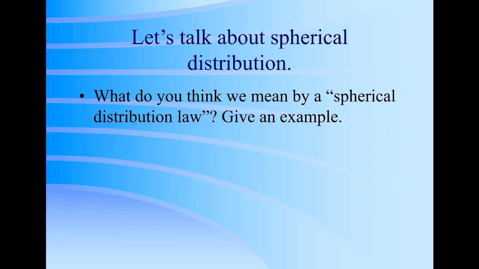Okay, so the focus of this lesson is spherical distributions. So what do you think we mean by a spherical distribution? One example is if you think about a planet. A planet is a spherical distribution of mass. And the distribution is such that we could write a density. The density is simply the amount of mass divided by the amount of volume. And we'll be talking about other distributions shortly.